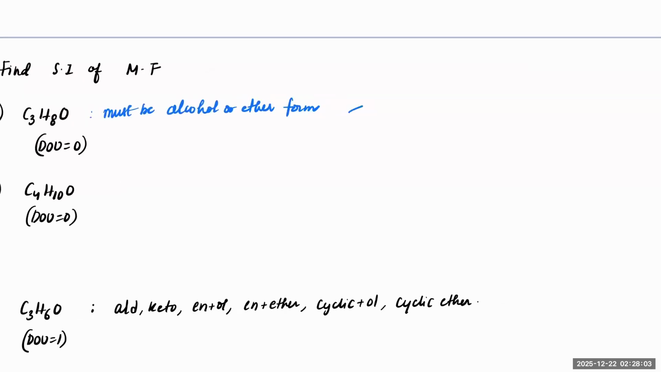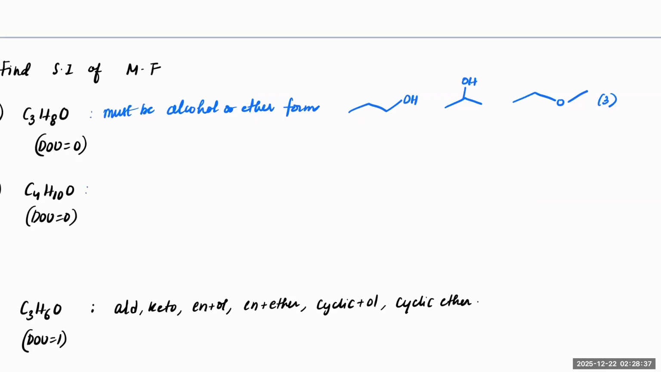So that means if you have a three-carbon chain with an alcohol form, this is one way, this is one way. These two are the alcohol forms which you can think of. And then we have the ether form like this. So this is the ether form which we can have. So a total of three structural isomers. Okay.